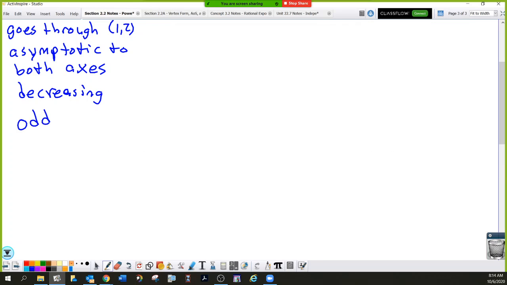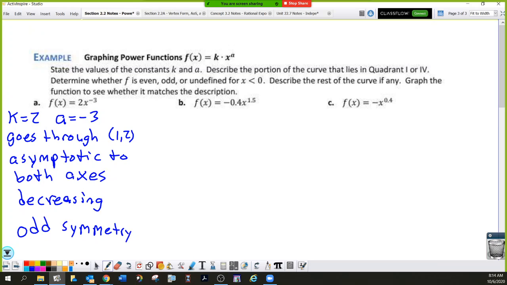Odd symmetry. Symmetry of 1 m? I'm not sure. I can't spell. Yeah, that's wrong. I think it has 2 m's. Does it have 2 m's? Okay. Man, whatever. English is hard. If you know how to spell it right, you spell it right. Okay.